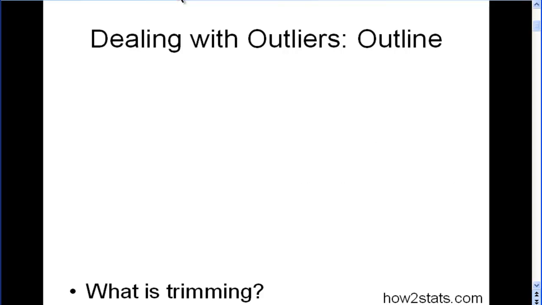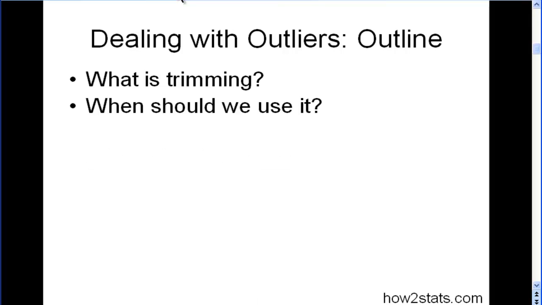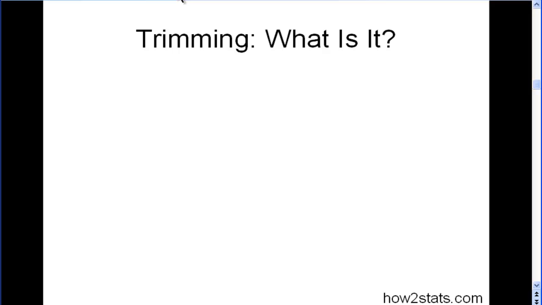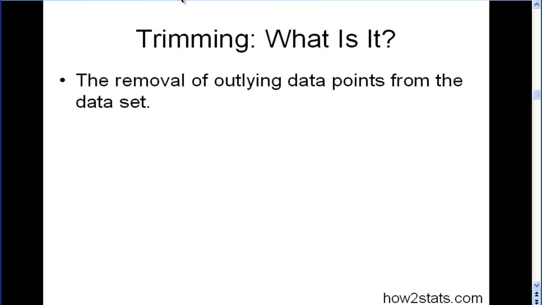So here's the outline. What is trimming? When should we use it? What is Winsorizing? When should we use it? And some final considerations. So trimming, what is it? It's the removal of outlying data points from the data set. It's literally just removing any data point that you're convinced is an outlier.